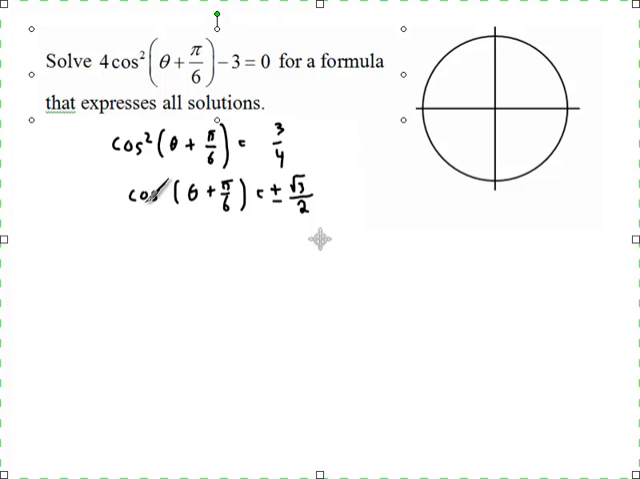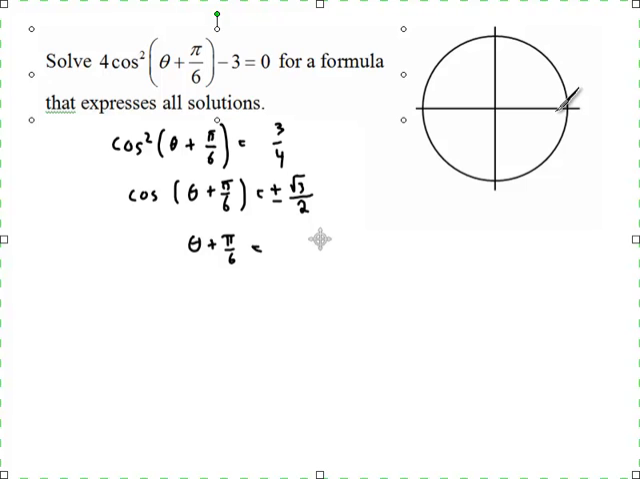Now that I've isolated the trig function, my next step is to figure out what angles on the unit circle correspond to this argument. So I'm looking for values for theta plus pi over 6. So the cosine of any angle is my x-coordinate on the unit circle. So I want to look at where x is either plus or minus root 3 over 2.